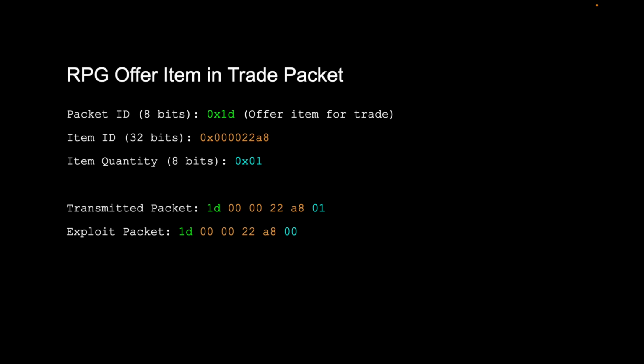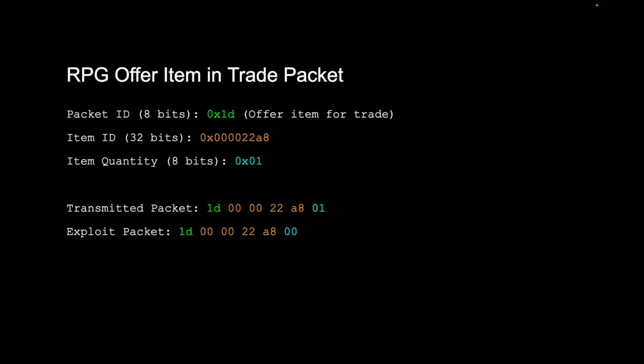In another online RPG from around the same time period, they had a trade system that supported the idea of putting stacked items in trade. For example, if you had 5 emeralds and you wanted to put them in trade, you can put all 5 in together. And this meant that the offer item for trade packet had to include a quantity value of how many items from that stack you wanted to move in. And so this is what the packet could have looked like.